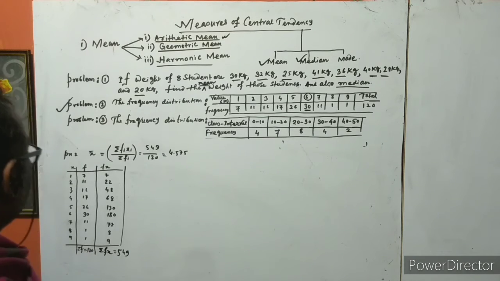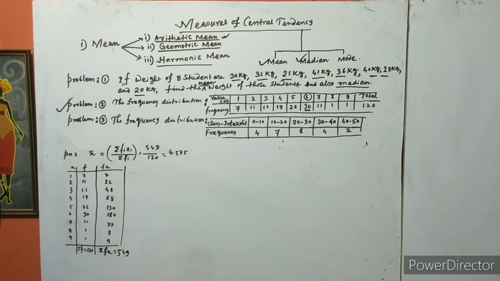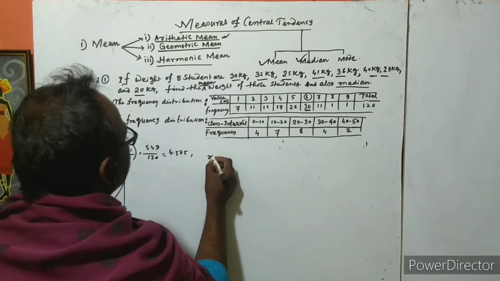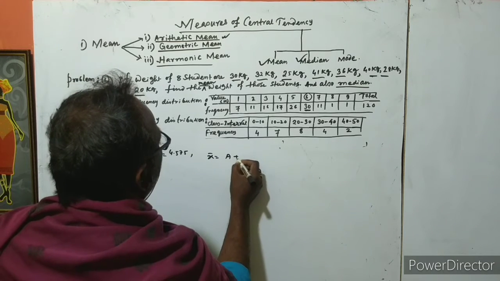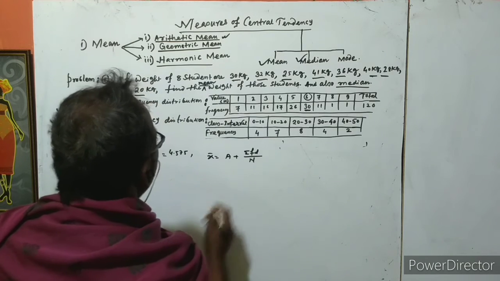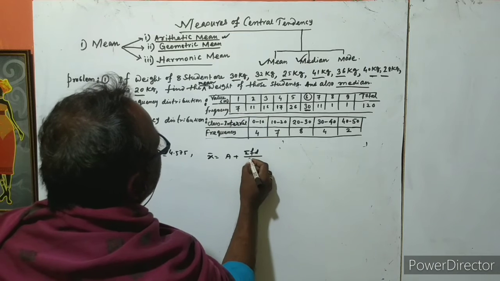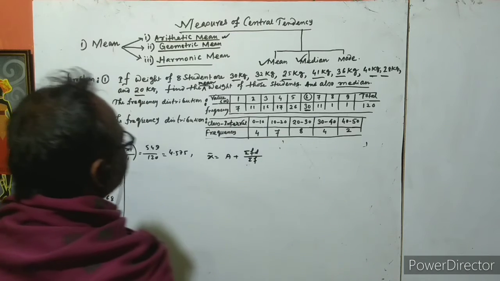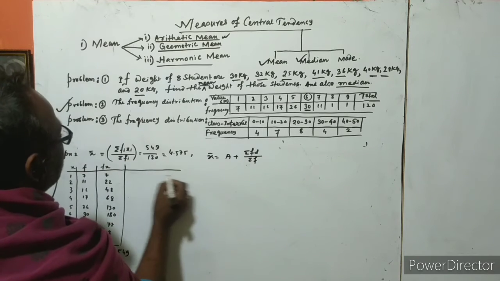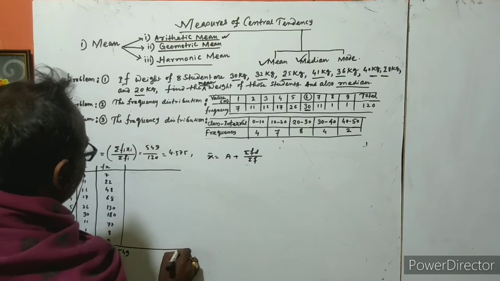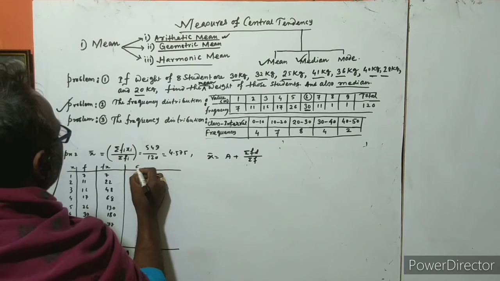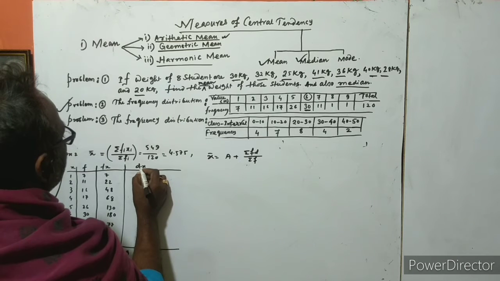And now I want to use another form that is called shortcut method. That is the formula here is x bar is equal to a plus summation fd by n. N means sum of frequency here. Okay, and for finding here is d, if we find d is equal to, that is x minus a.